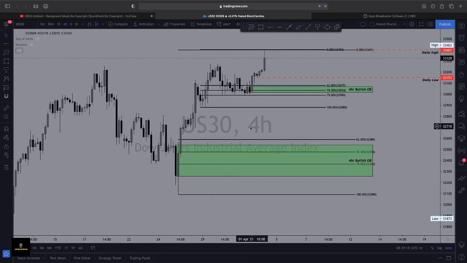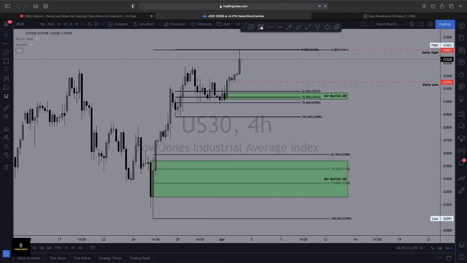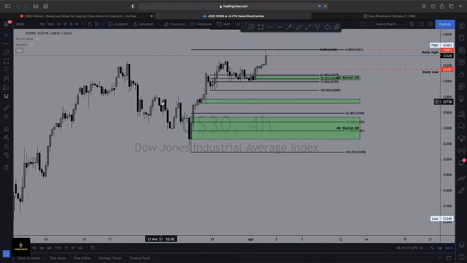So now that you got all these labeled out, you could also label this as like a possible zone 2 order block. I wouldn't label it an order block though, because if you look, it's just an area that has a lot of confluence also.